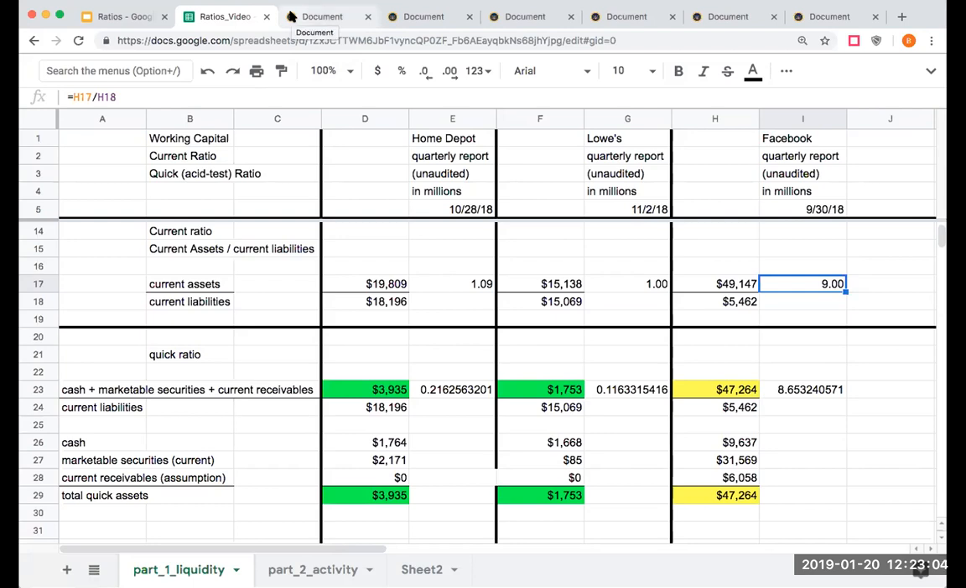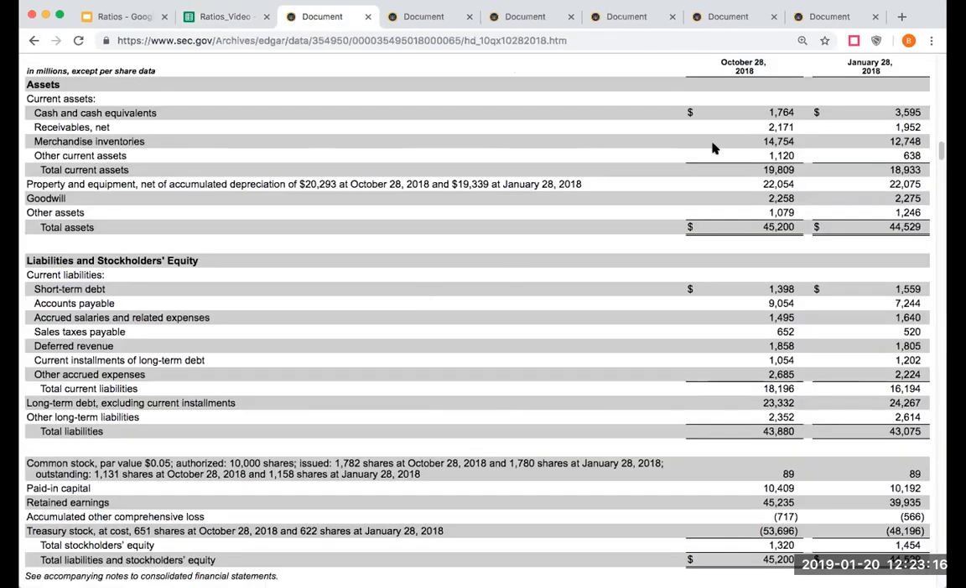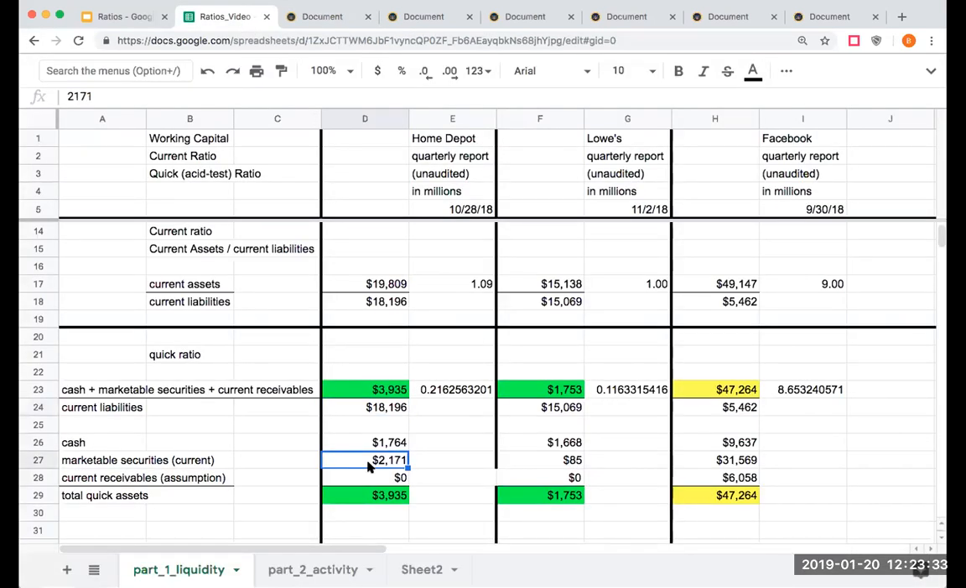As I'm looking at this right now, I just realized I made a mistake, so we're going to go ahead and correct that. We'll do it first for Home Depot. Notice the current liabilities aren't changing as of October 28th, 2018. But for Home Depot, cash and cash equivalents were $1,764,000,000. The receivables were $2.1 billion. Home Depot does not have any investments in short-term securities, so we're just going to move this down.